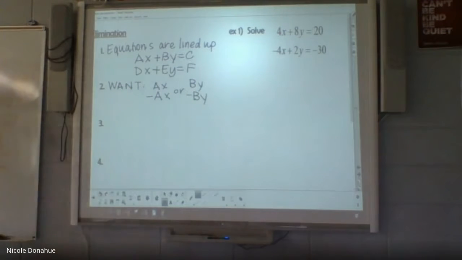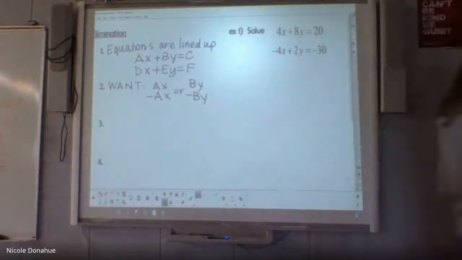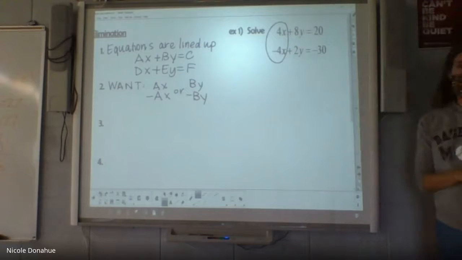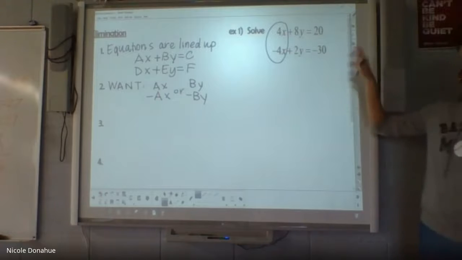So I either want the x's to be the exact same number in the front and opposite signs, or the y's to be that way. I want one or the other to happen. I remember this. So in this case, if you look, I have the x's that are the same value but opposite signs. So they're nice and lined up and situated the way we want.